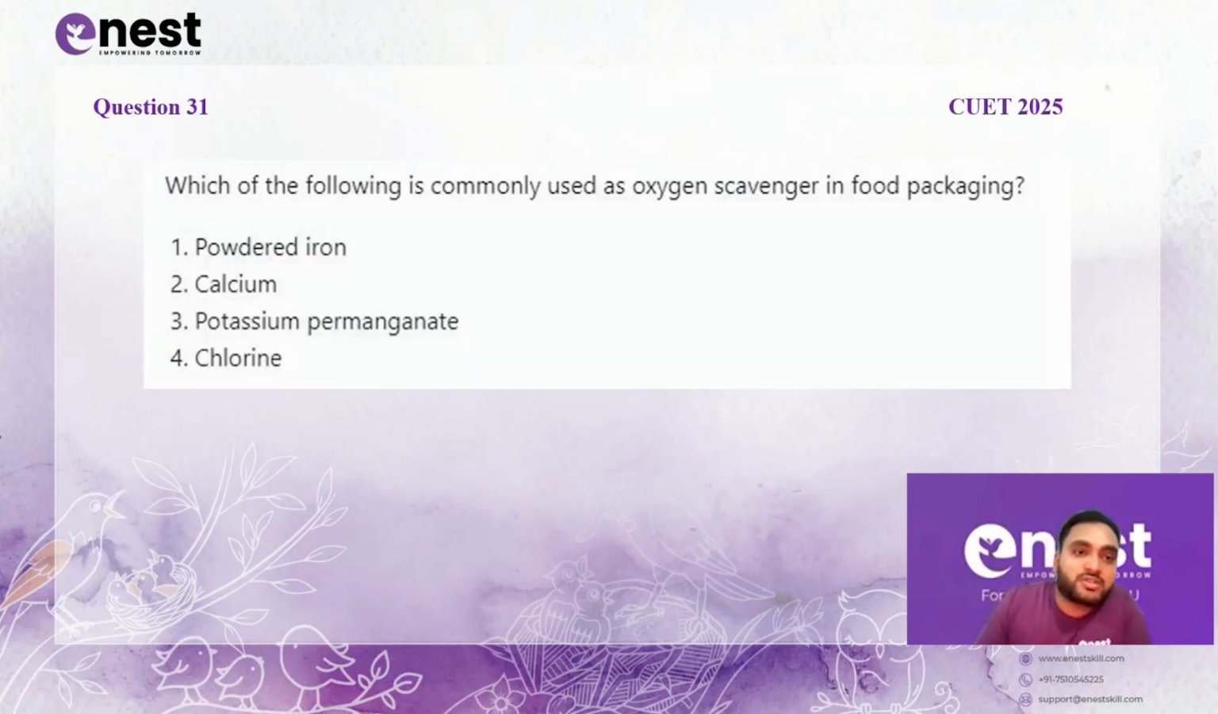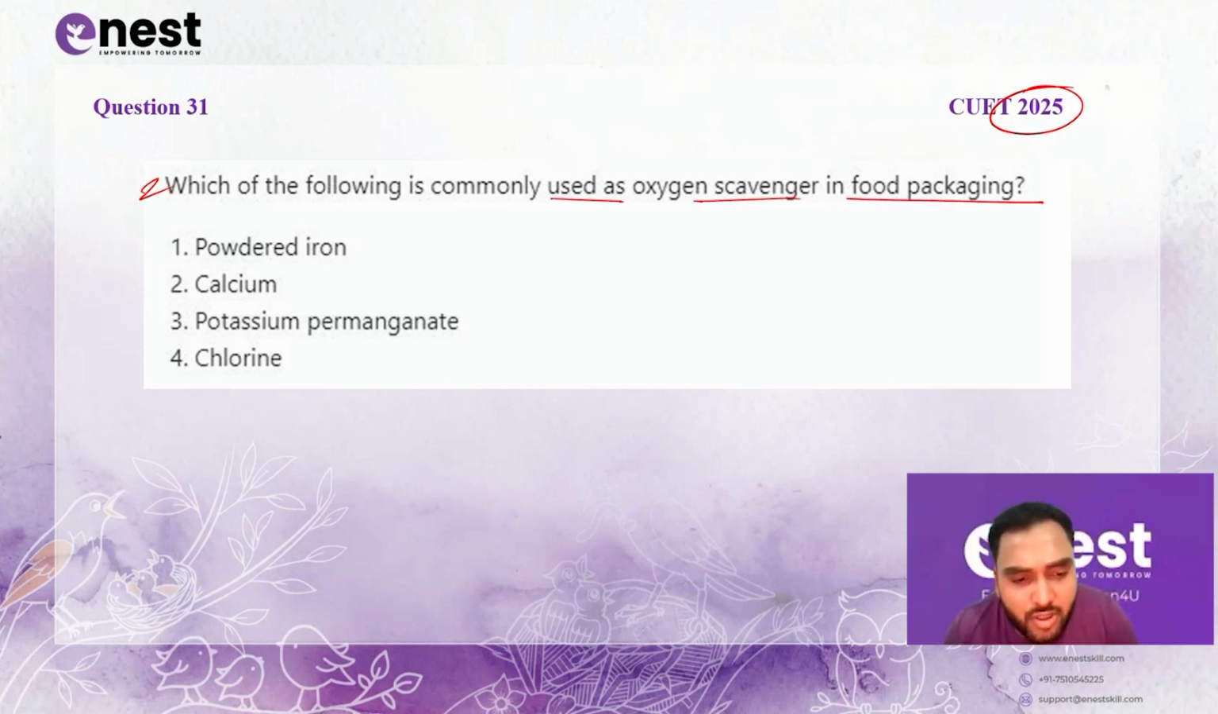The next question, which was the 31st question which came in 2025, was which of the following is commonly used as an oxygen scavenger in food packaging? Now, the oxygen scavenger topic arises from the section of active packaging, in which an active substance or a chemical is added into the packaging material which will continue to react with the package environment in order to extend the shelf life of the food product.